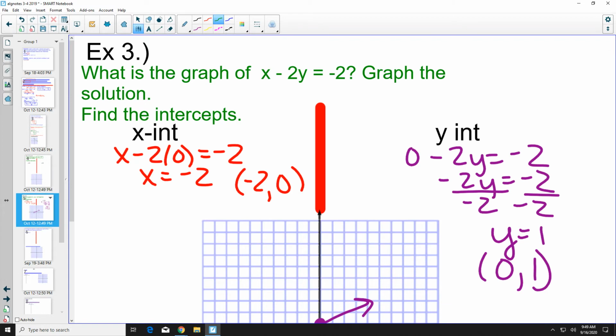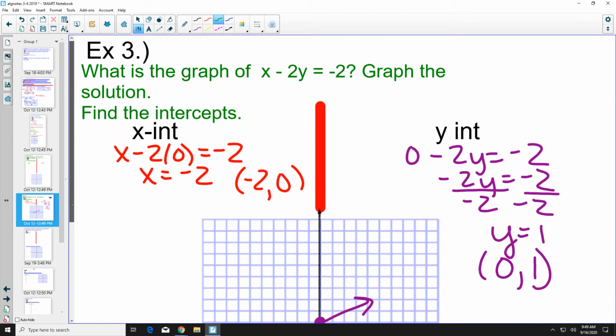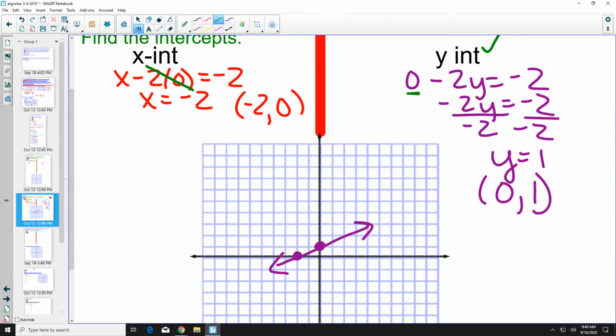Okay, so let's check. When you found the x-intercept, you had to put 0 in for y. So you should get x equals -2 because this cancels, and you just have x equals -2. Check your y-intercept over here. To find the y-intercept, you put 0 in for x. So I put 0 right here where the x is. So what I really have is -2y equals -2. I divide both sides by -2 to get y equals 1. So if I graph my 2 points, -2, 0 is here. It's left 2, don't go up or down. 0, 1 means don't go left or right, go up 1. Check your graph. Does that look like the line you graphed?